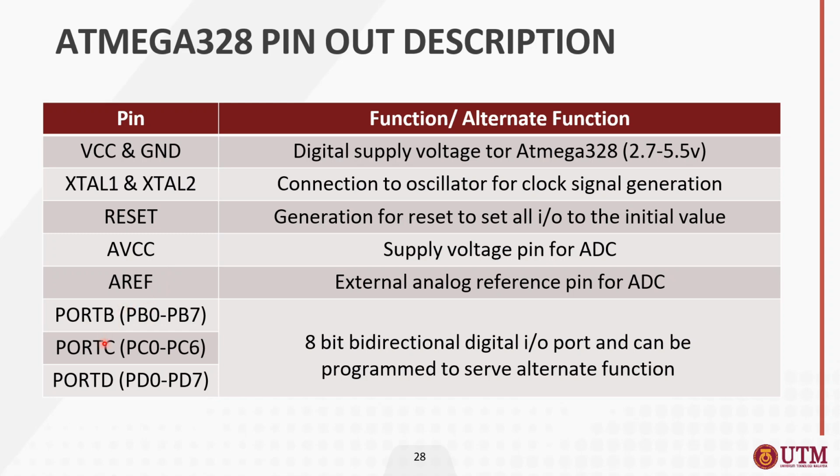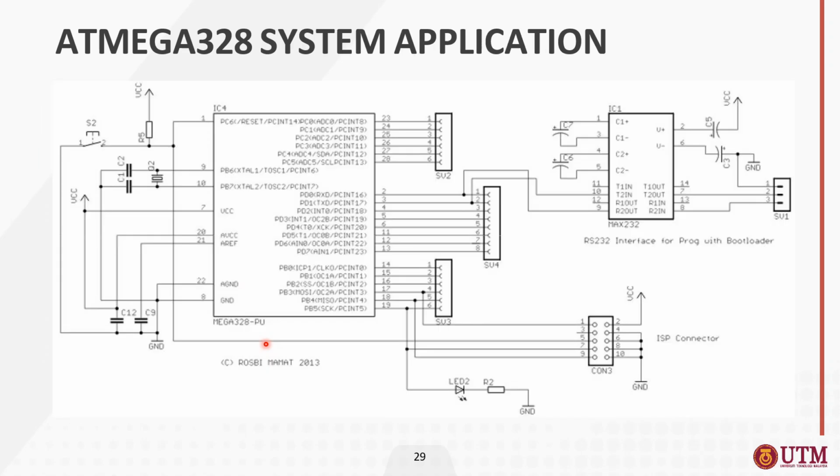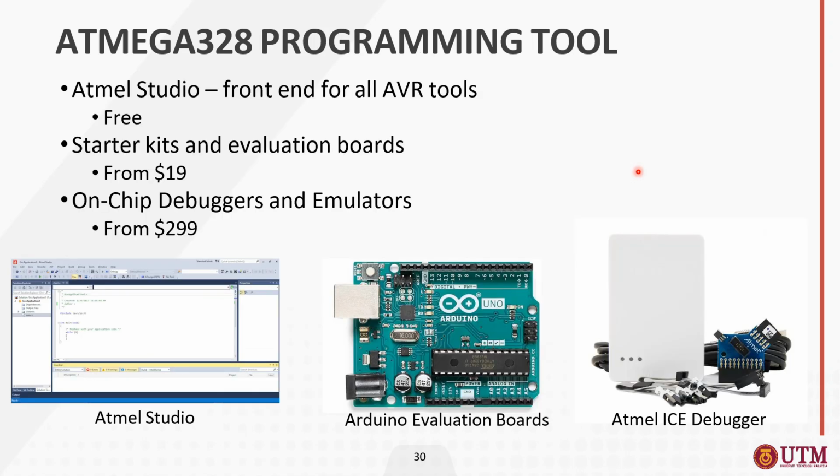And then you also have three different ports: port B, port C, and port D. They are 8-bit bidirectional digital input output ports and can be programmed to serve any functions that are set inside the ATmega 328, because some of the ports can only serve specific functions. Alright, so this is some of the system applications. For example, you want to connect some of the devices to ISP connectors. This one is for RS232 for programming, for serial communication, and so on. So this is the ATmega 328.